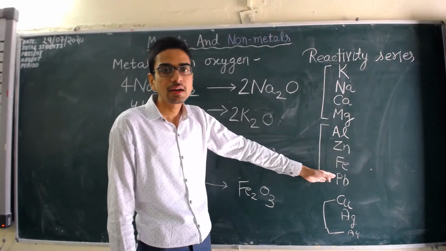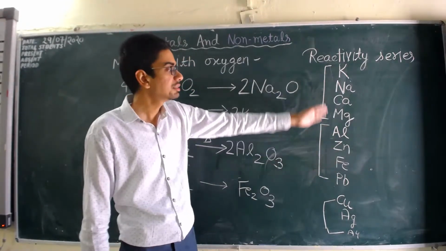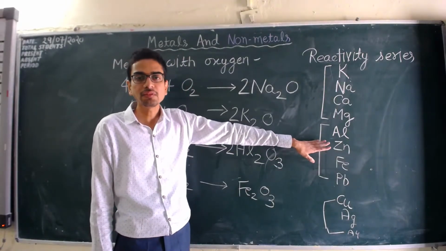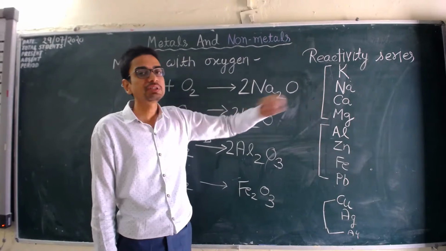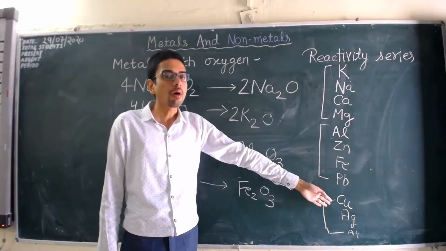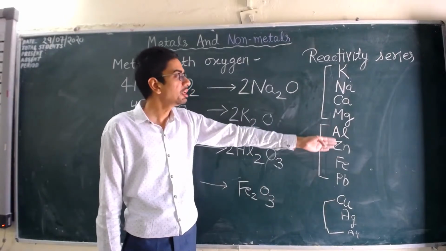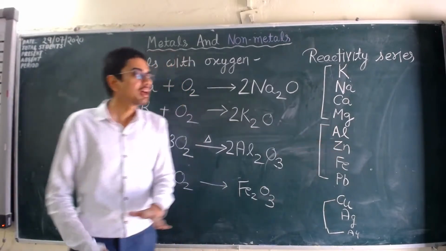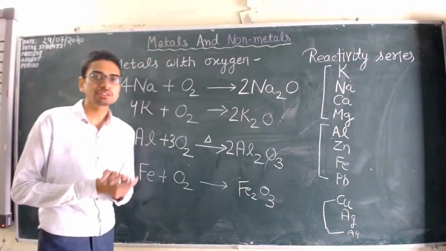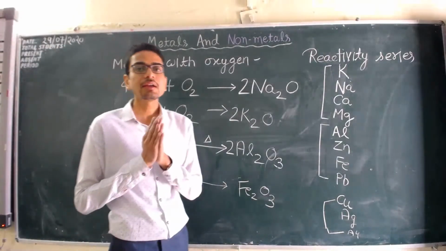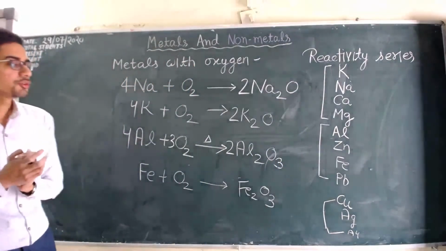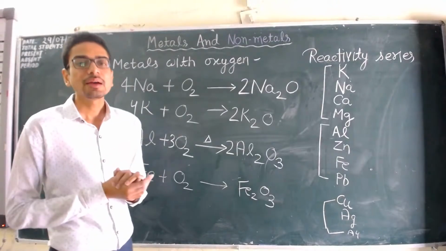zinc, iron and lead are in between this series. Means these are moderately reactive. Which metals have the most properties of metals? The highly reactive ones. The least are copper, silver. But aluminium, zinc, iron have properties of basic oxides as well as acidic oxides because they lie in the middle of the reactivity series. Okay, so these are both acidic as well as basic.